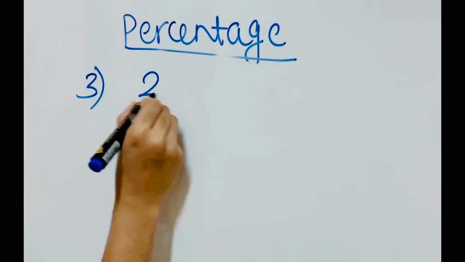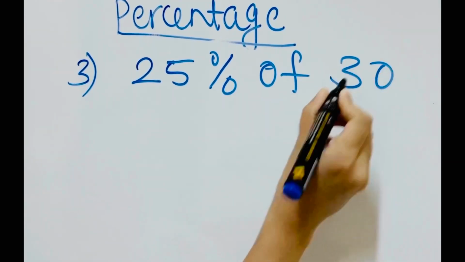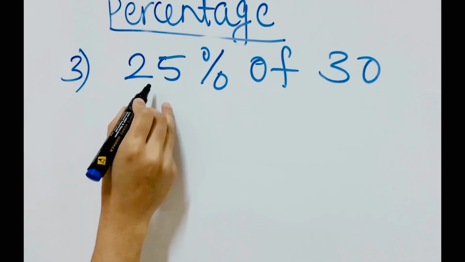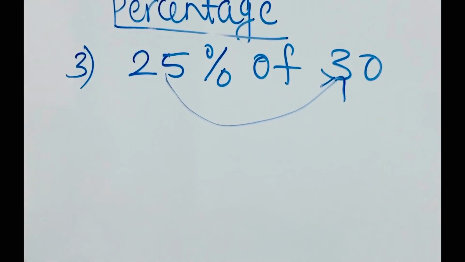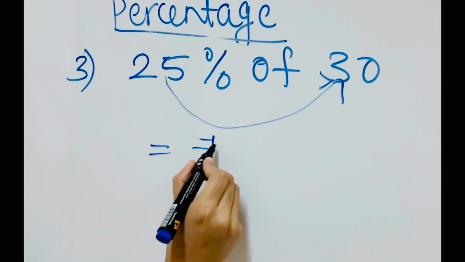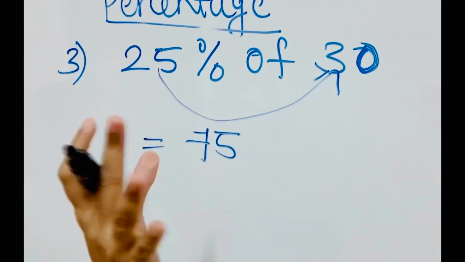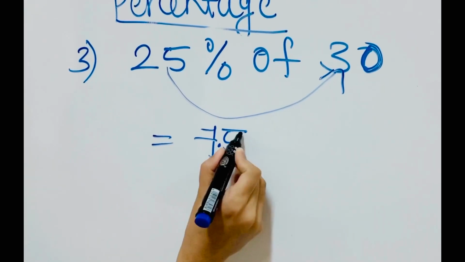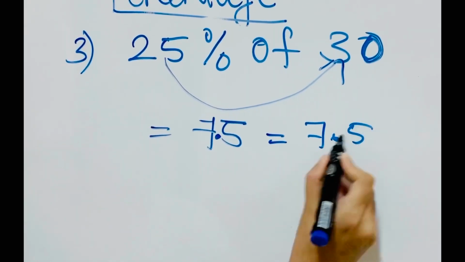Now 25% of 30. How can we solve this? Here there is only one zero. Now let's multiply 25 into 3. It is 75. But there is only one zero, so a zero is missing. So we can just shift this number and place a point here. So the answer will be 7.5.